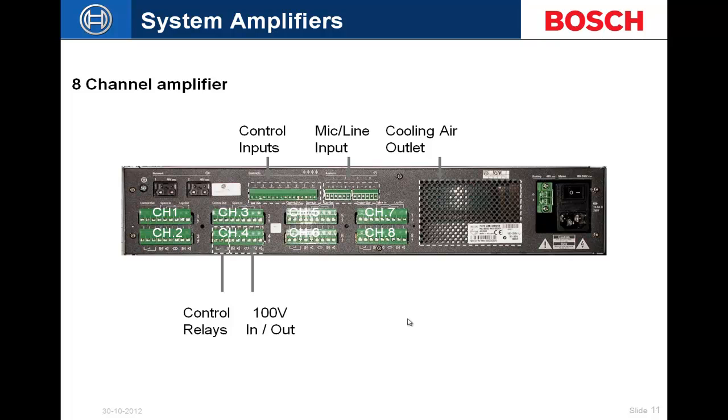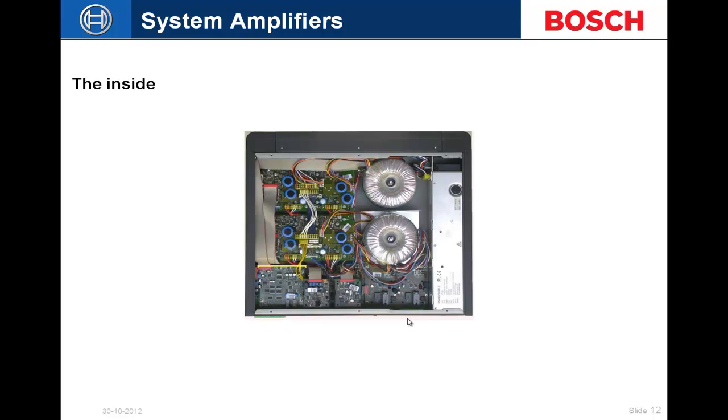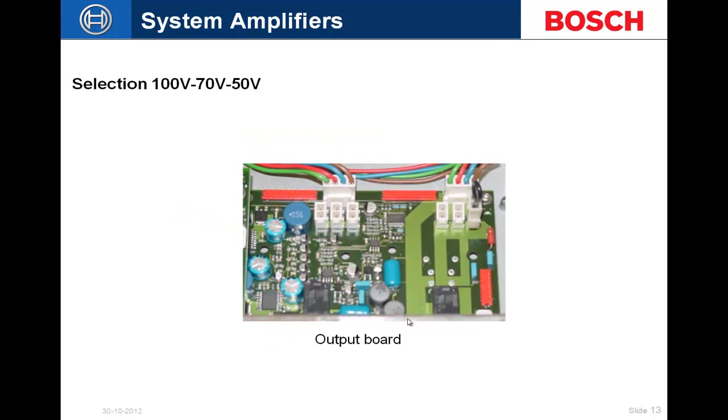Here's a shot of our 8-channel amplifier on the rear. Notice our 4 line inputs or mic inputs. Same thing, 48 volt DC backup power available, mains power, and our 2 system bus connectors. Inside we've got our control board, our power supply, our output boards, our output transformers, and our Class D power amplifiers. In this image here, let me bring up a mouse, you can actually see our switch right here. Our jumper is basically switching between 50, 70, and 100 volts as far as our output for the amplifier itself.